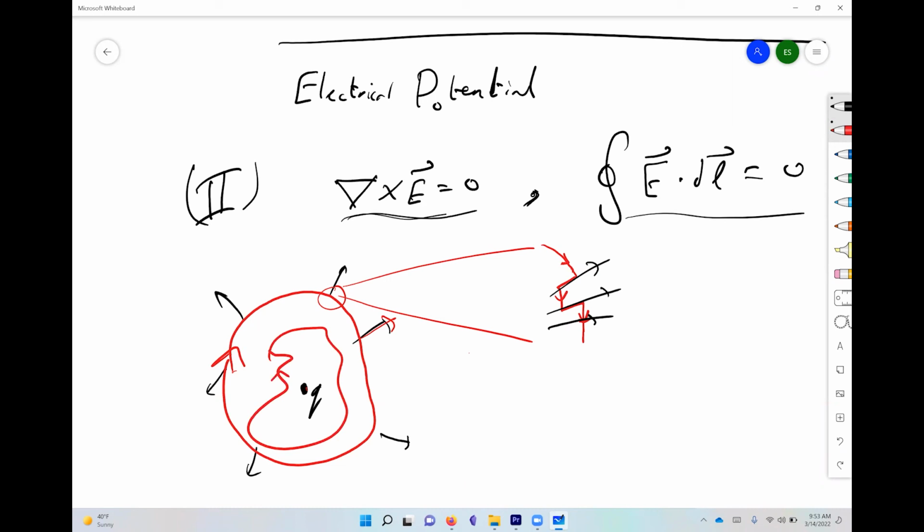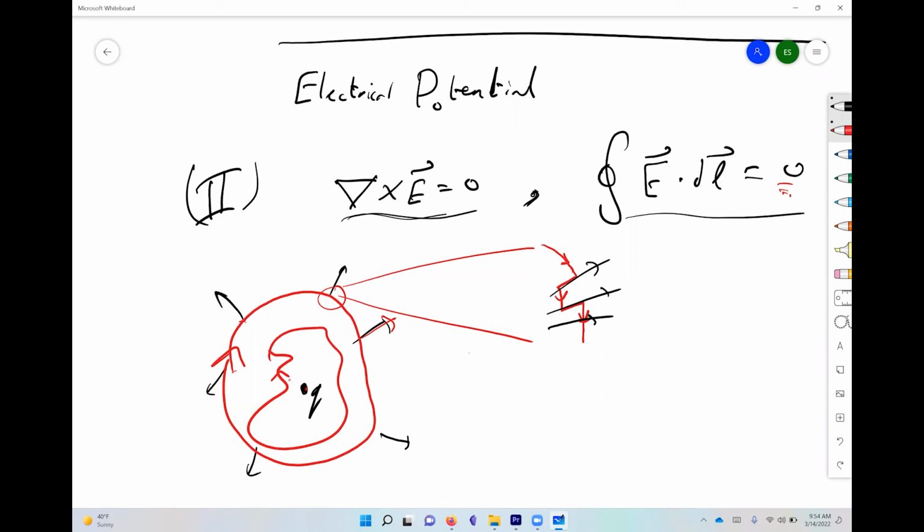So we can show that this curve is going to have the same value as this curve. So it really doesn't matter what curve you are integrating; you're always going to get the same value, and it's always going to be 0. So any closed curve around the point charge is going to give 0.